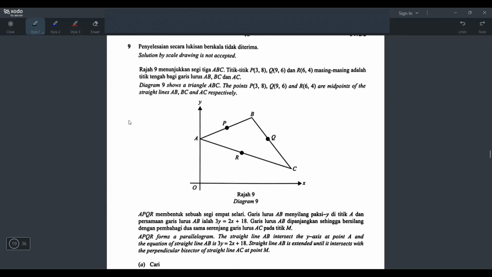Okay, let's do number 9. Let's read. Solution by scale drawing is not accepted. Okay, this one tak penting lah. Okay. All right, let's read here.